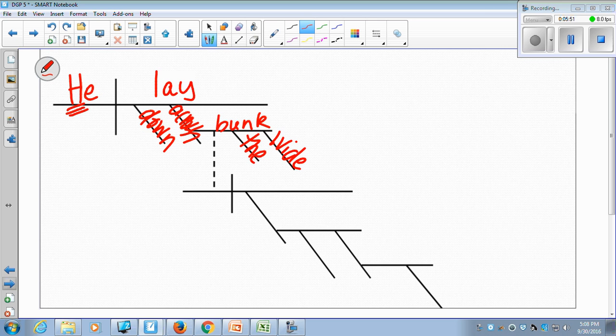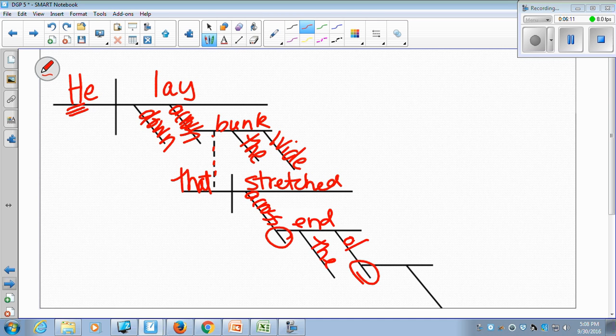Now, there was no coordinating conjunction. We were just joining these two sentences together. Your subject is that. Stretched. And here we have all our prepositional phrases. Remember, it's kind of like a cheat right here. Across, end, it's the end of room, and it's the room.